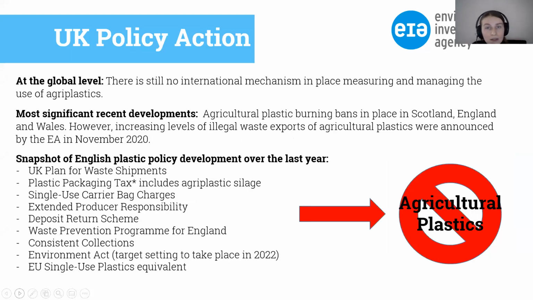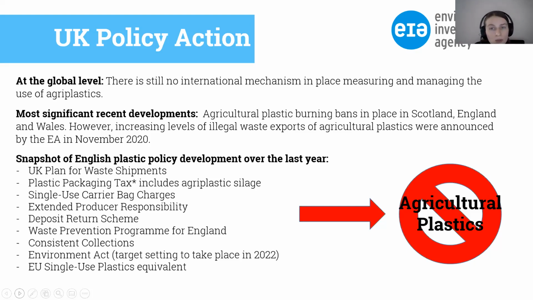So as Richard mentioned, at the global level, there is no current international mechanism that the UK can look to. Within the UK, agricultural waste is now accounted for in all devolved nation waste management regulations as of 2005-6. In 2019, Scotland, and previously England and Wales, put a ban in place on burning of agricultural plastic, which means farms are now required to dispose of this waste through recycling and reprocessing routes. However, the Environment Agency has noted an increase in the level of illegal agricultural plastic waste exports since then.